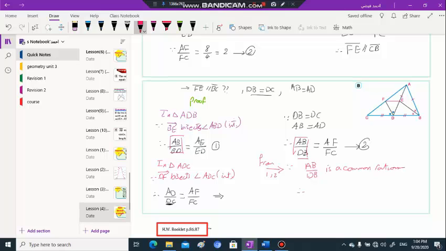Therefore, AE over EB equals AF over FC. Therefore, FE is parallel to CB, or BC.